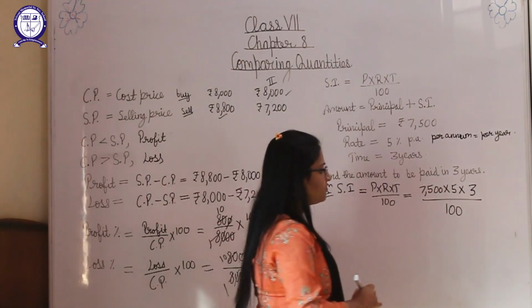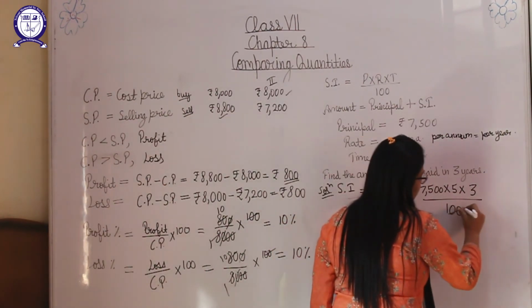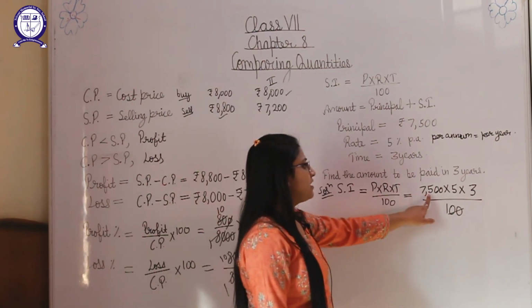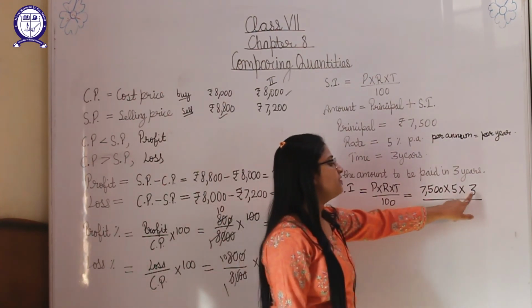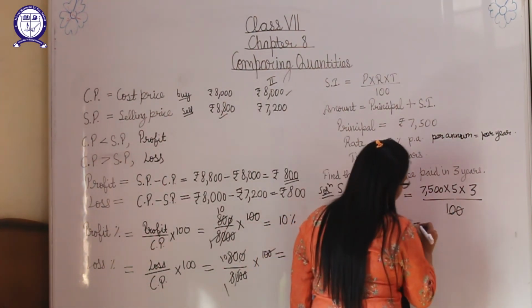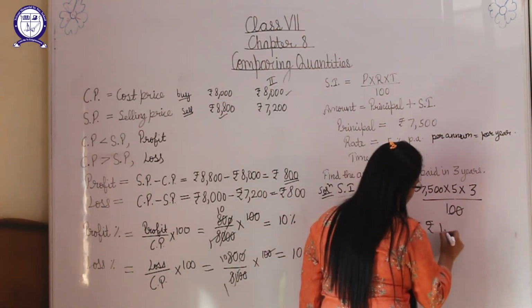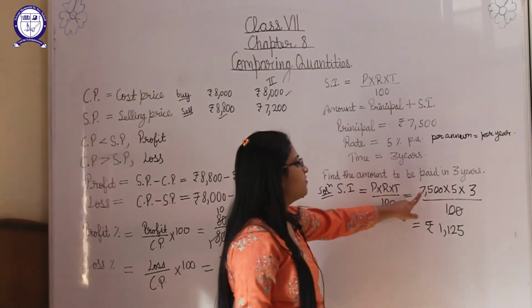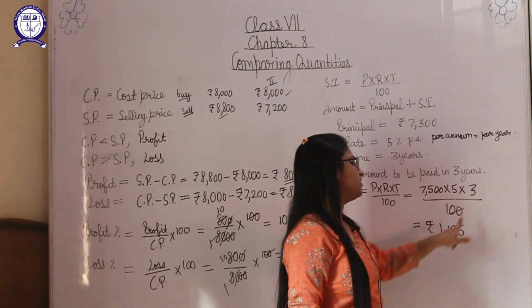Now students, what will we do to solve? These two zeros can be cancelled out, right? So what is left? 75, 5 and 3. These three things are left. So when we solve, what will we get? We will get 1125 as our answer. 75 multiplied by 5 multiplied by 3 gives us 1125.